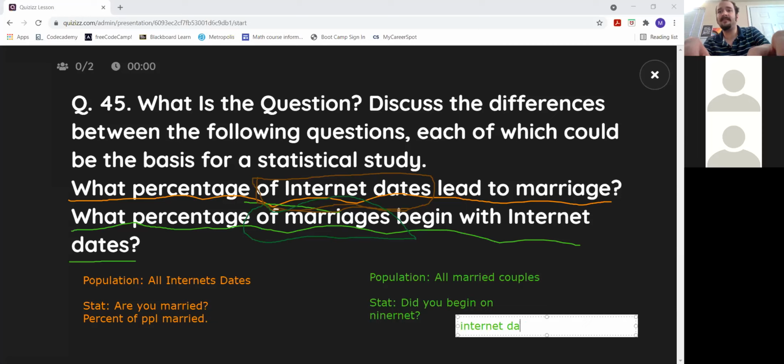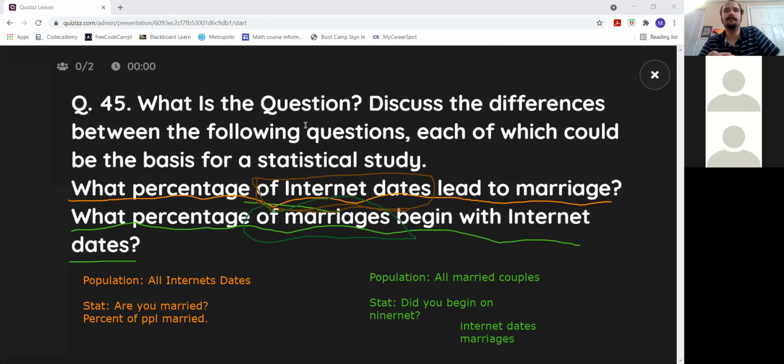What percentage of this out of marriages is what I'm thinking here. I'm thinking about this percentage here, internet dates out of the marriages. The other one is you're thinking about what marriages out of internet dates.